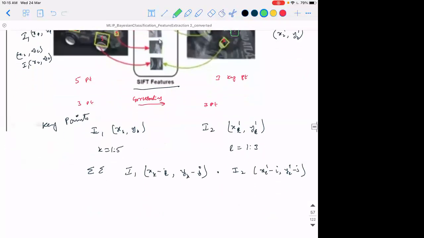That's what I'm writing here. I1 of xk minus i, yk minus j, times I2 of xl dash minus i, yl dash minus j. Is this clear or not? Yes or no? Yes, sir. Now, what is the limit? What is this summation over?